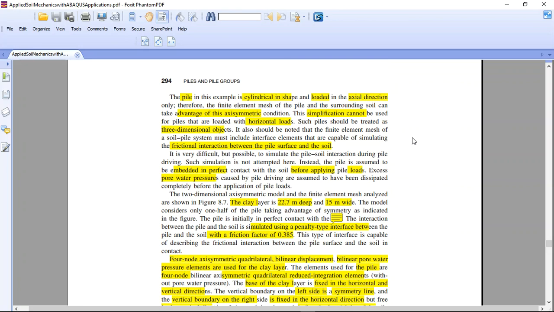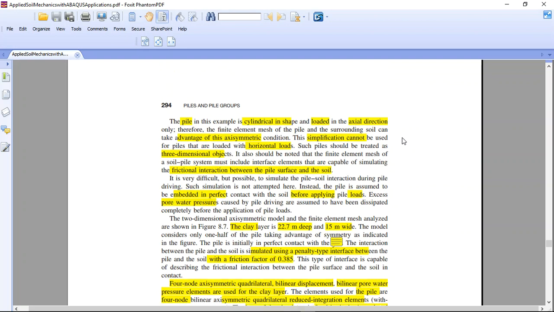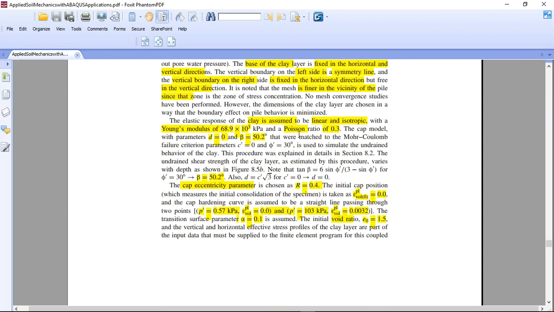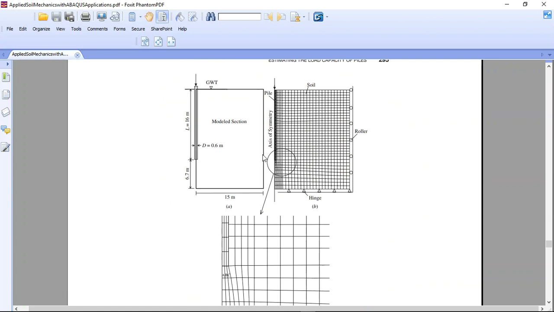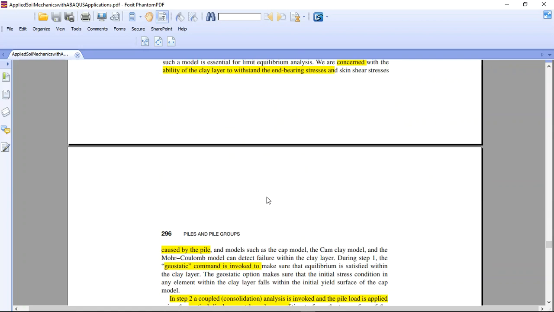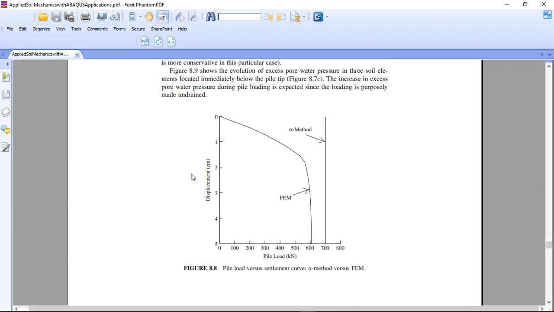Today I did a model of the end bearing capacity of the pipe. You can see here this is the information about the simulation, and this is the schematic. And here you can see that this is the diagram of pipe load displacement or capacity of the pipe. You can see that.